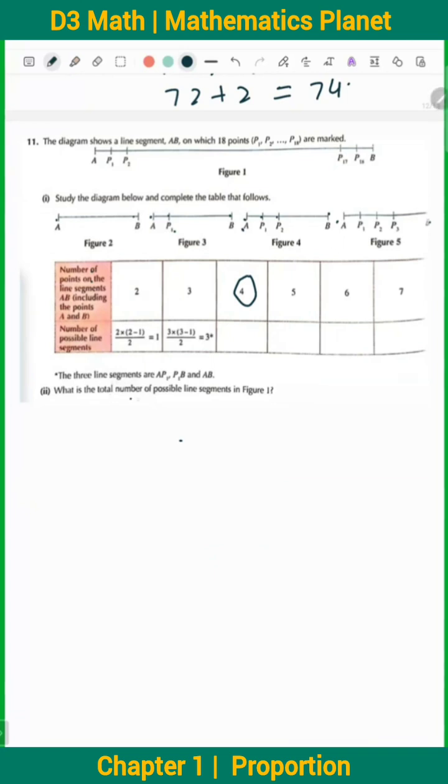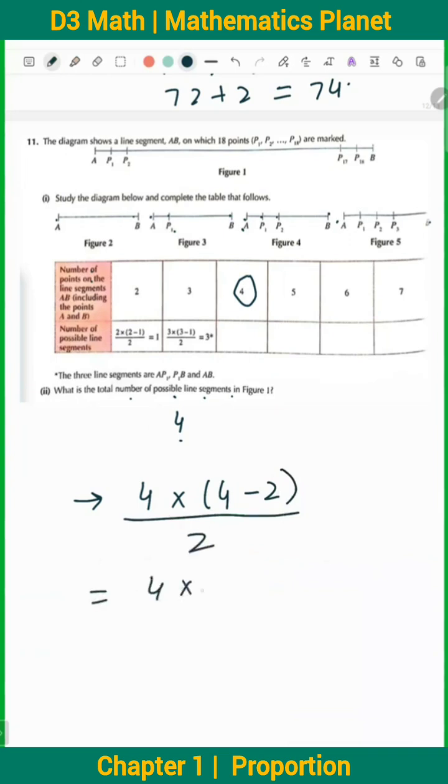What is the total number of possible line segments? Okay, let's do it for 4. If there are 4 points, how do we find the number of line segments? According to the formula they have given, it would be 4 times 4 minus 2 by 2, which will be equal to 4 times 2 by 2, which is equal to 4.